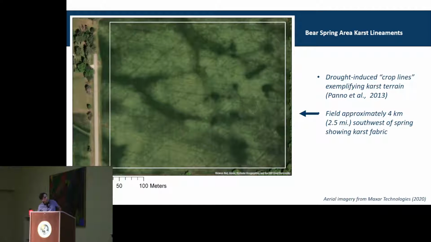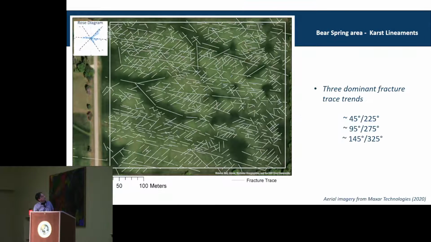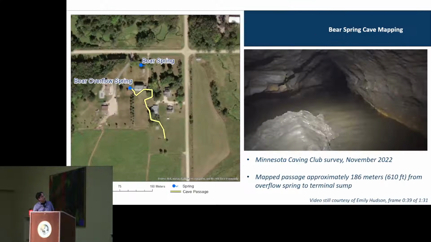But also in this same neighborhood, so to speak, about 4 kilometers to the southwest, in 2020 aerial imagery from Maxar, we were able to look at crop lines. So it was a drought year and the crop line showed up using that same technique that Sam Pano did back in 2013. So looking at this field, and then you can kind of delineate them, and sure enough, there are 3 dominant fracture trace trends. So again, we're in a very karstic terrain.